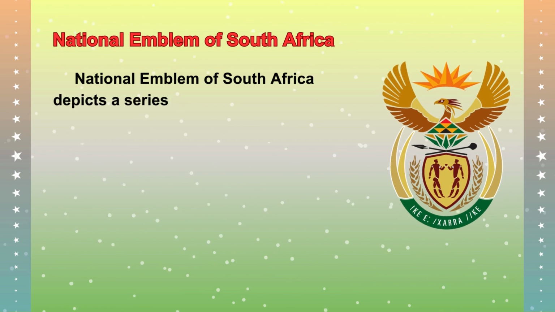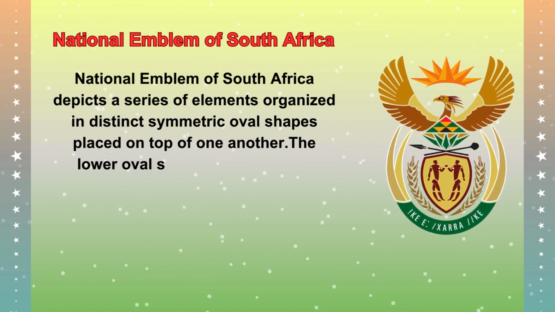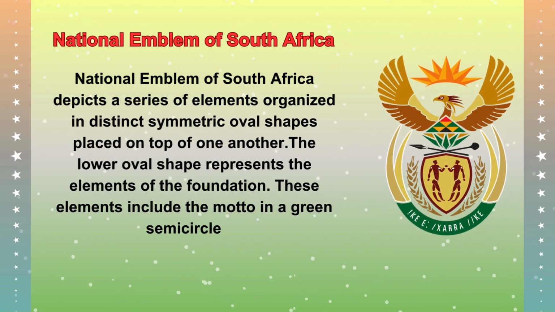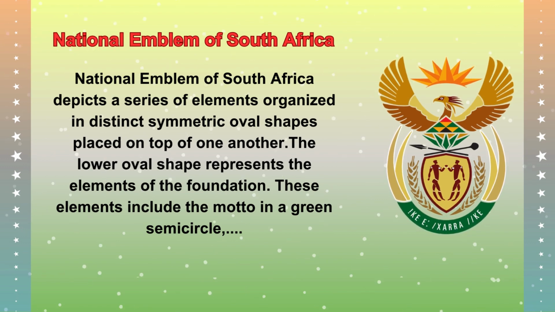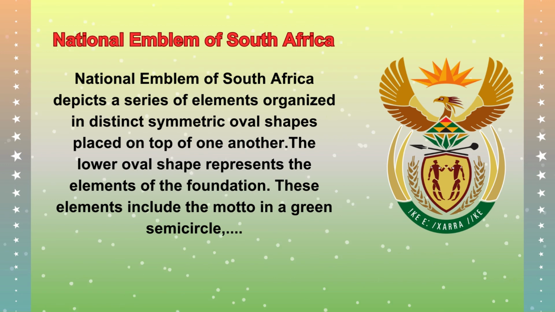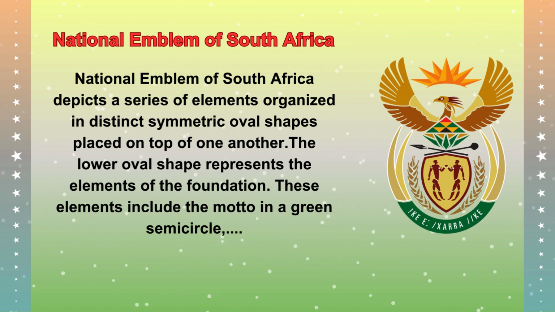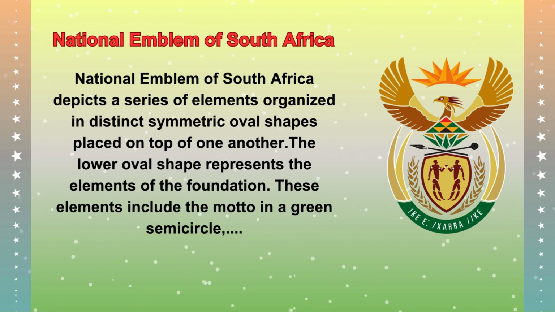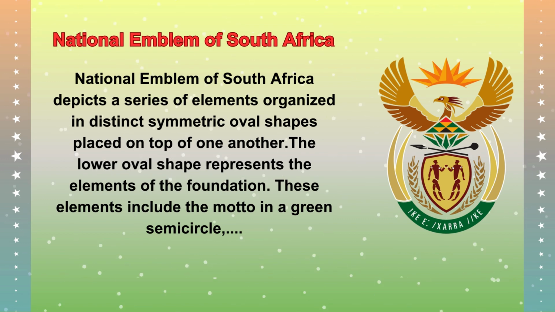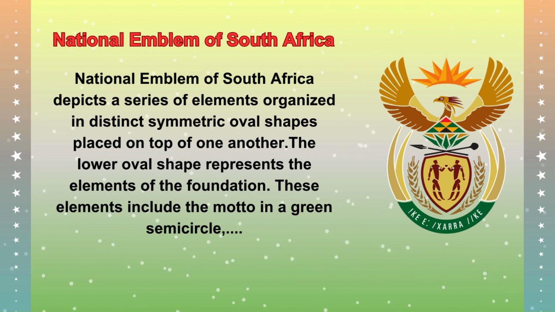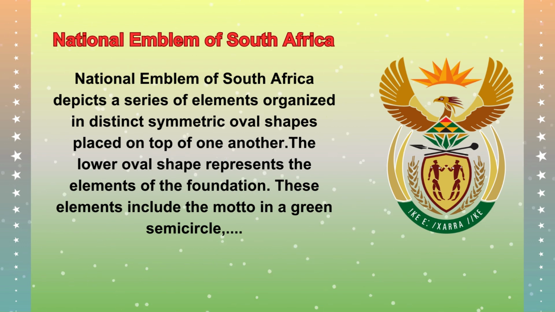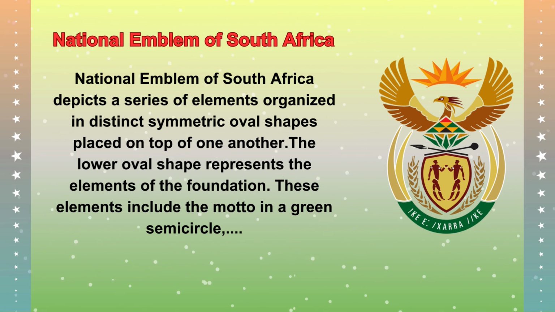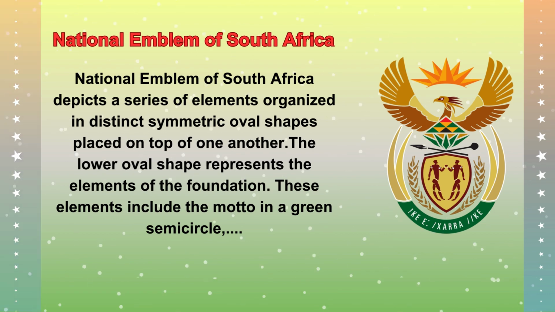The National Emblem of South Africa depicts a series of elements organized in distinct symmetric oval shapes placed on top of one another. The lower oval shape represents the elements of the foundation. These elements include the motto in a green semicircle, ears of wheat, elephant tusks, the shield, human figures of the rock art, a spear, and a knobkerrie. The oval shape of ascendants includes the elements of the protea, secretary bird, and the rising sun.